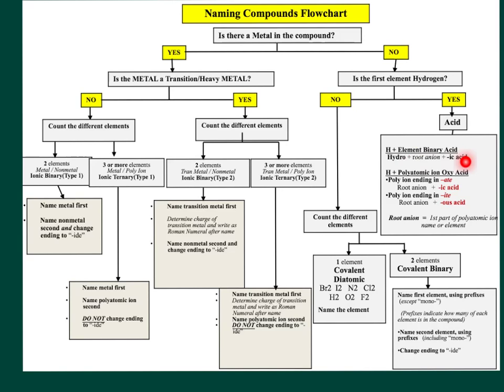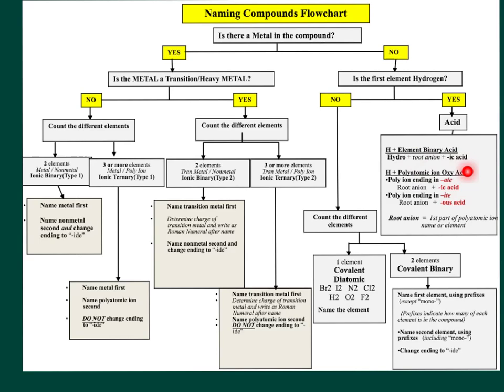So we'll practice those. If there's a polyatomic ion, I need to look at what the name of the polyatomic ion is. If it ends with ATE, if it's sulfate, then it would be sulfuric acid. If it's nitrate, NO3, it would be nitric acid.